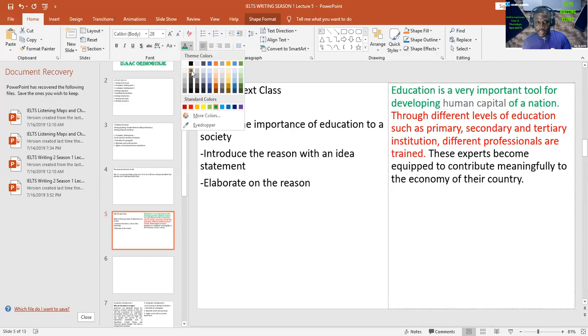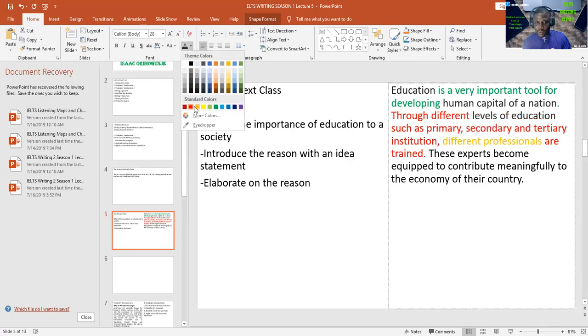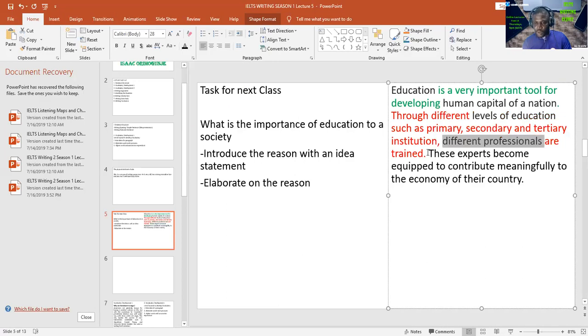Let me put them in black because the sentences are in different color codes. Look at education. Those are keywords of a nation. Look at it. Now, through different levels of education, I repeated education. Then I described this educational system, that is primary, secondary school, different professionals, that's human capital. You can see that the keywords are repeated in different versions or in different formats. Look at this last statement as well, because the keywords must connect each other. I said these experts. Who was I referring to? I was referring to the professionals.